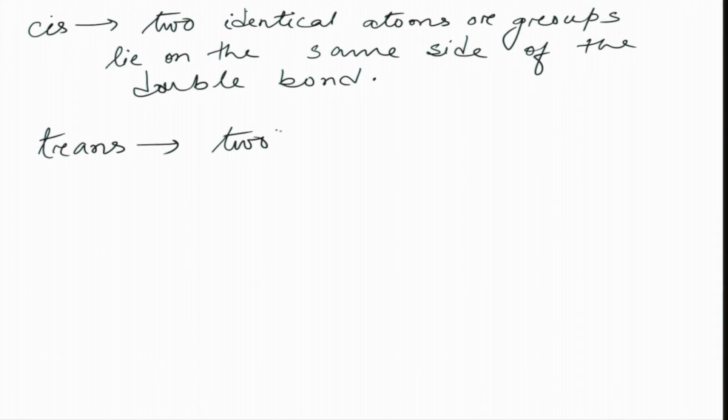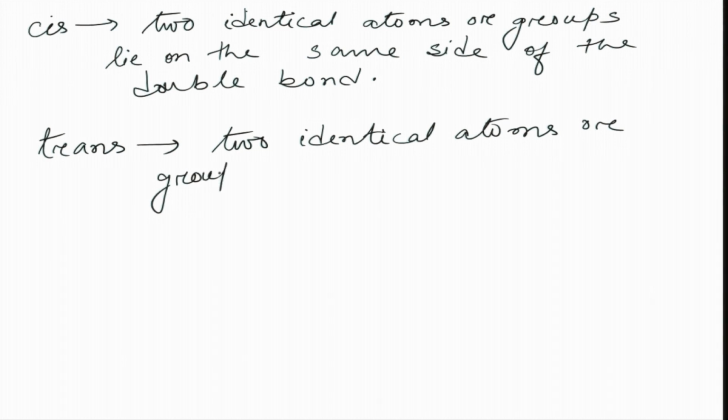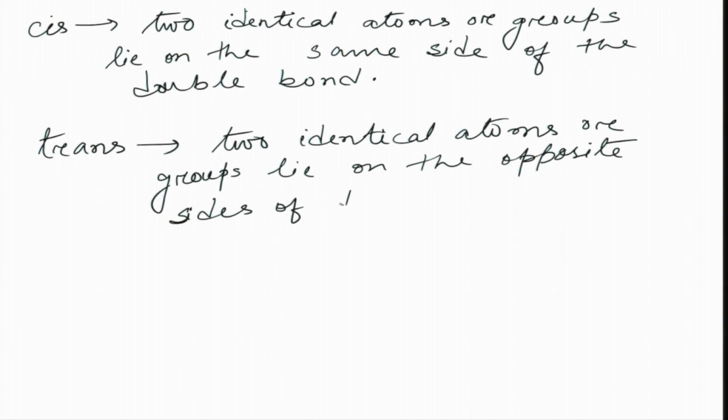So, when two identical atoms or groups lie on the opposite sides of the double bond. So, when two groups lie on the opposite side of the double bond, then they are called trans. So, these are cis and trans.